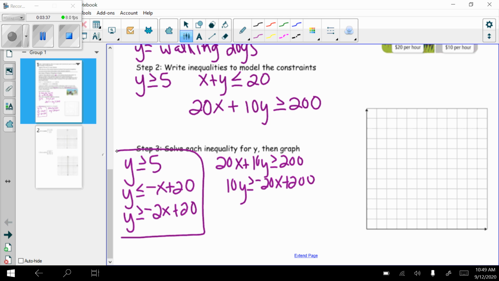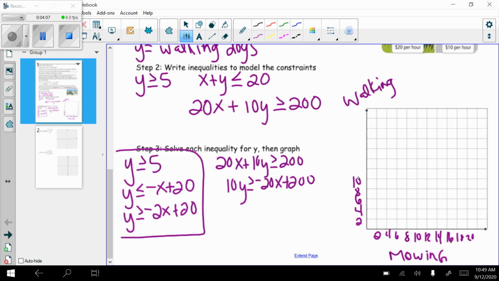X is mowing lawns, so this is mowing. Y is walking dogs, so this is walking up this way. I know that I have to go up to at least 20, so I'm going to do a scale of 2s. So this would be 2, 4, 6, 8, 10, 12, 14, 16, 18, 20. And do the same thing this way. 2, 4, 6, 8, 10, 12, 14, 16, 18, and 20.